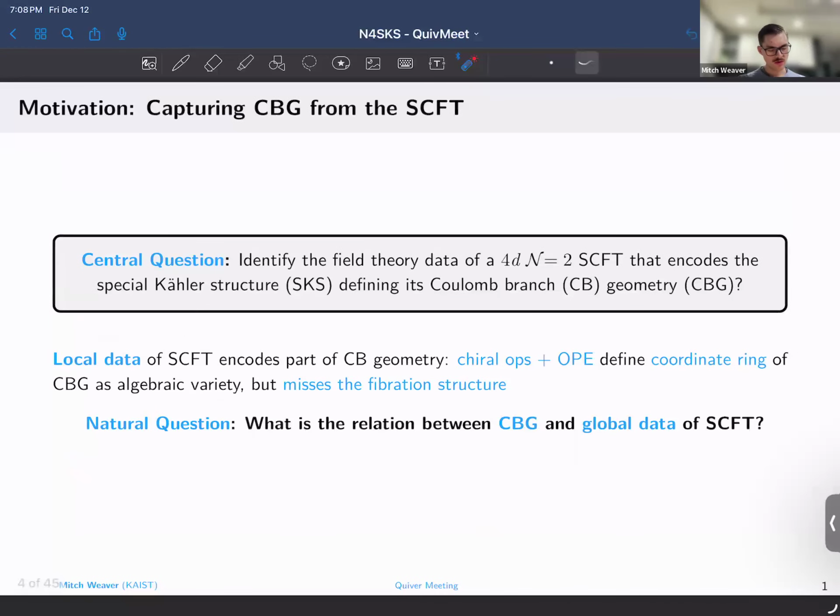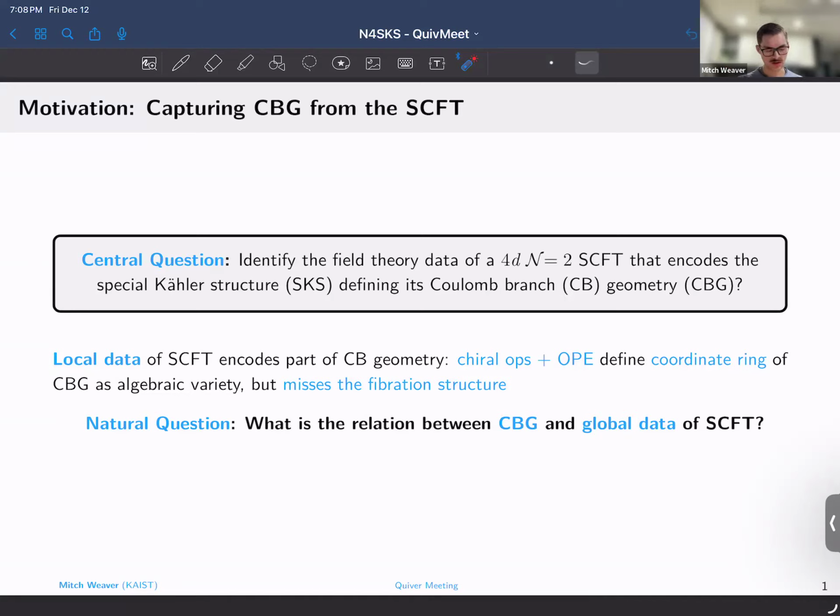Okay, so for these 4d N=2 SCFTs, we know that the local data already encodes part of the Coulomb branch geometry, and in particular, it encodes the chiral operators, which are the ones getting vevs on the Coulomb branch, and their OPE algebra, which defines the coordinate ring of the Coulomb branch as an algebraic variety. But in general, this local data really misses this additional kind of fibration structure that is tied together by this special Kahler structure.